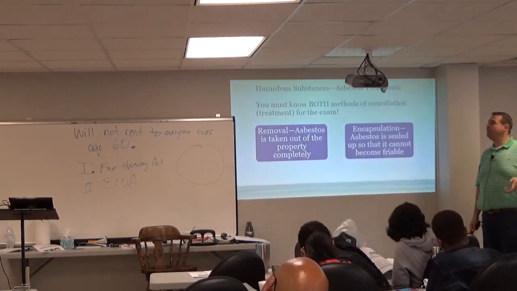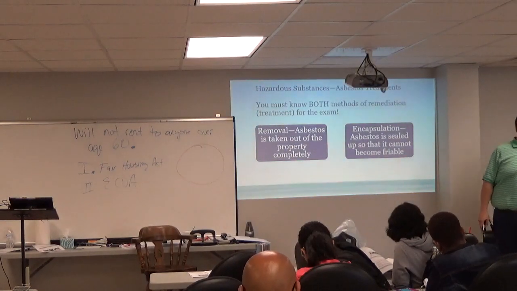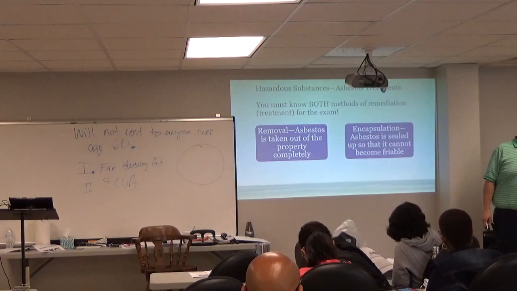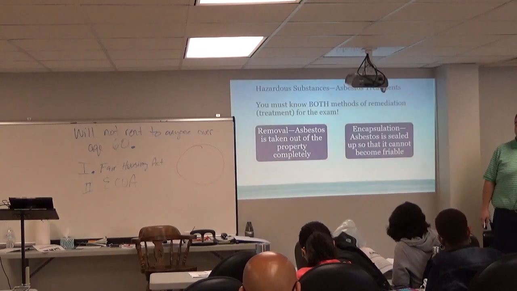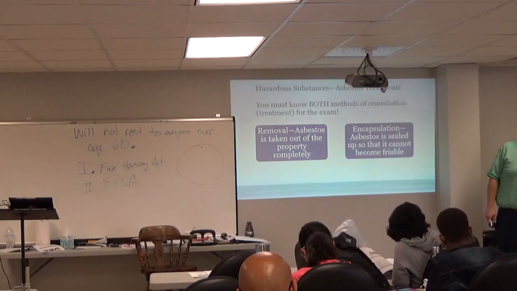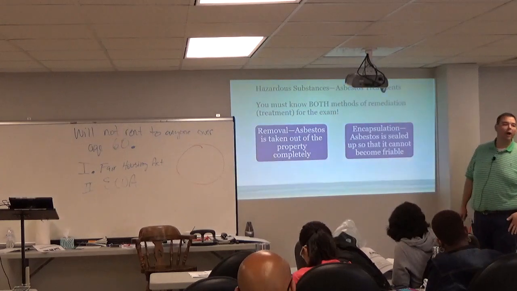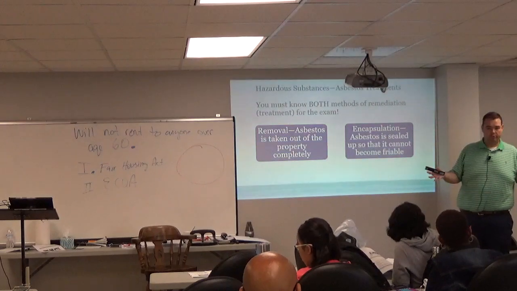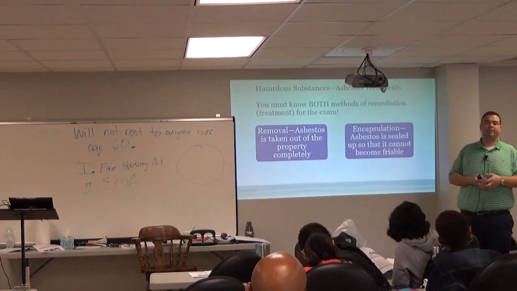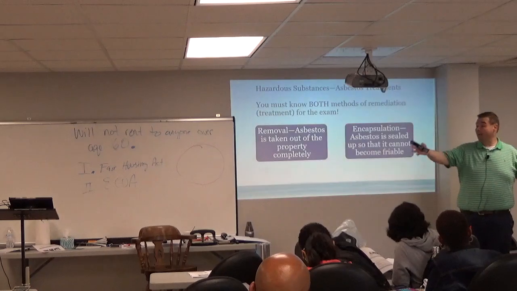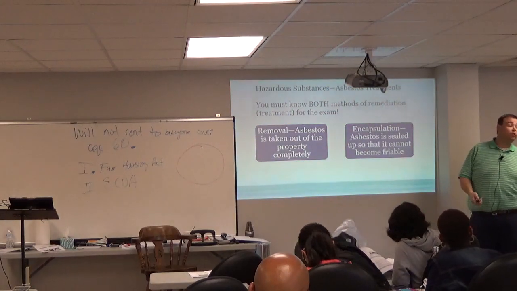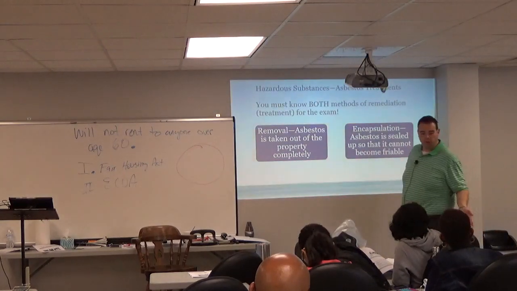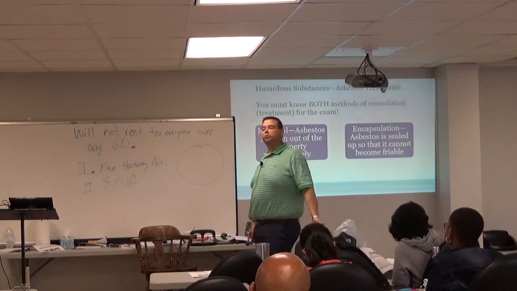We treat or remediate asbestos in one of two ways. We can either remove it or encapsulate it. Either remove it from the property or encapsulate it. Encapsulation is the much more popular alternative. Encapsulation means sealing it up. Remember, it's not harmful unless it can become what? Friable and airborne. Those particles can get airborne. So if you can seal the asbestos up in a way that it never becomes airborne, then it's no longer a hazard. That's a lot cheaper than removal.